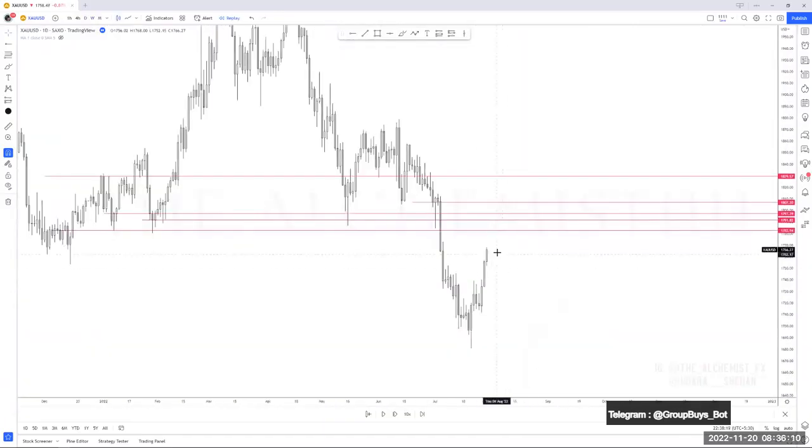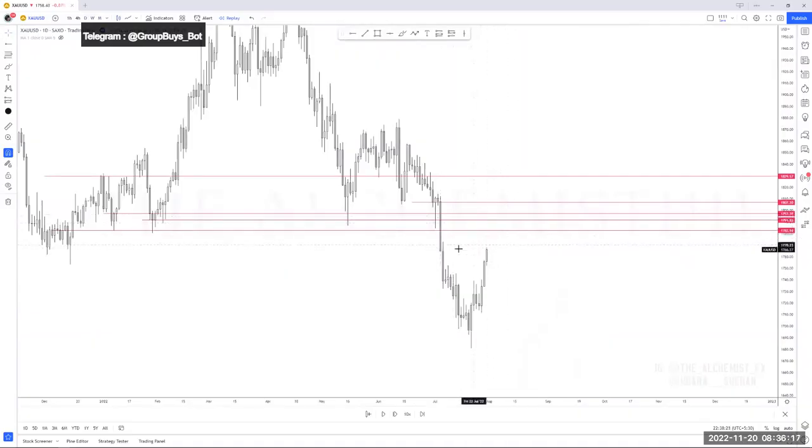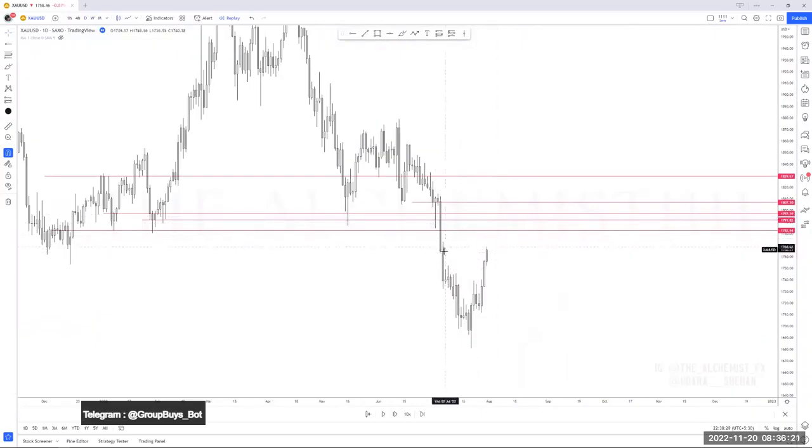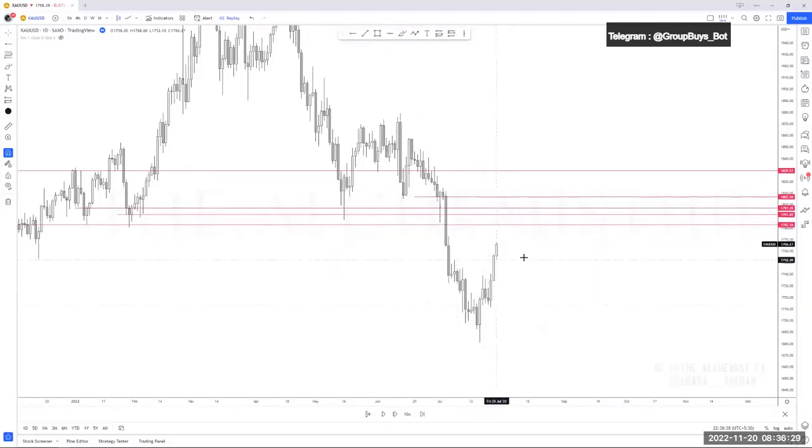Now, what are we going to do until it gets into these areas? That's the next question. Are we going to look for sales in between these? No. In between those, of course, we will not be looking for any trades. We're not going to look for sales. We will only be looking for buys.